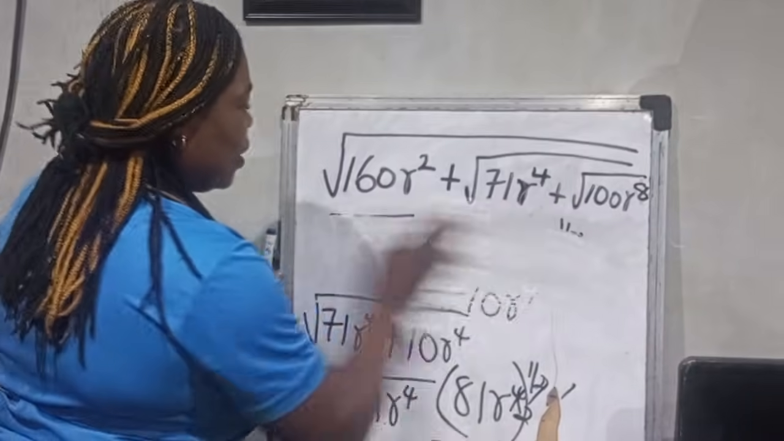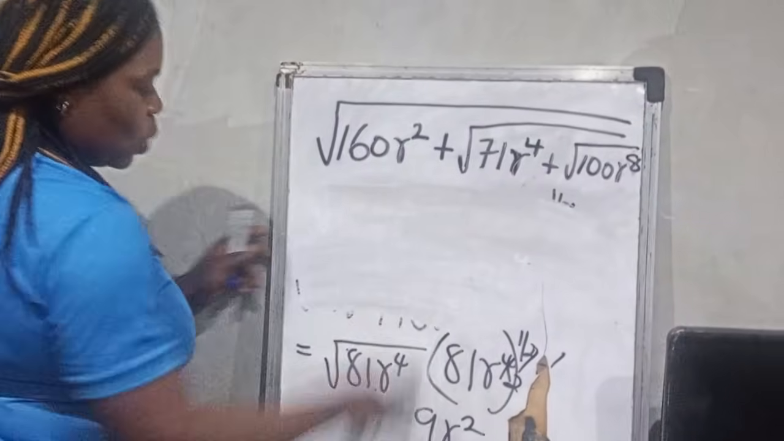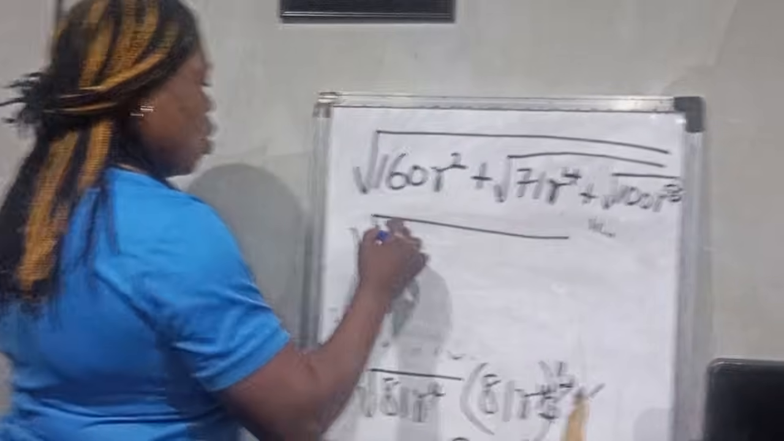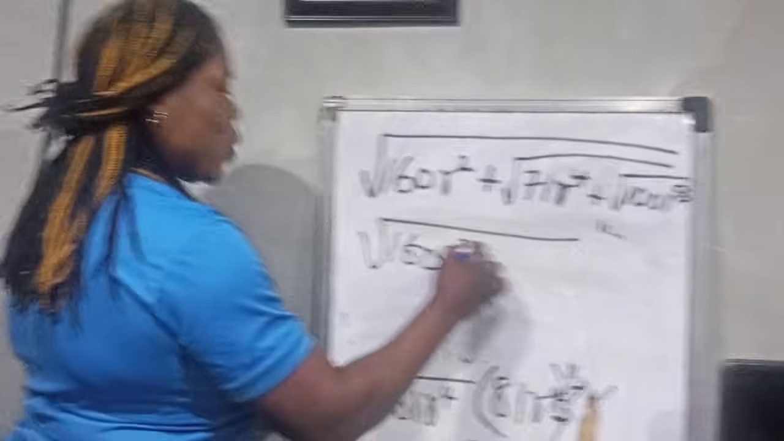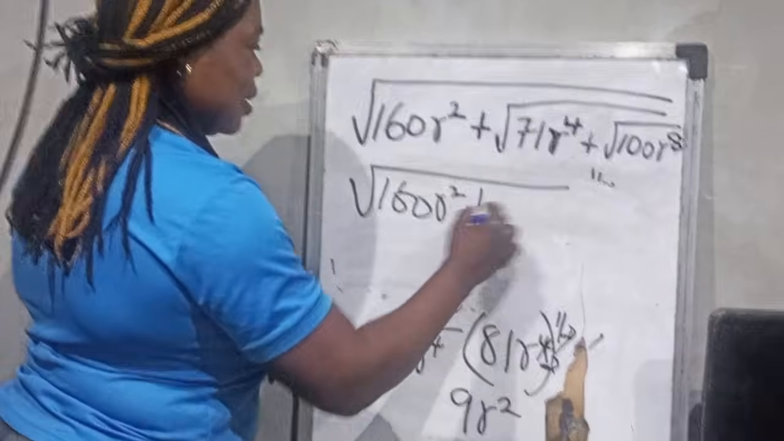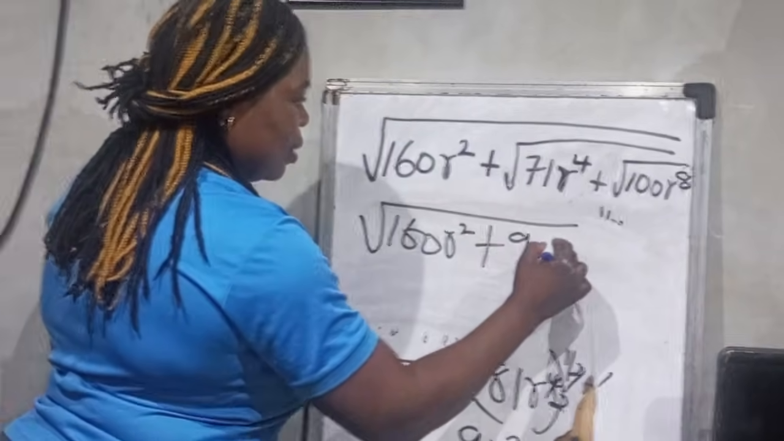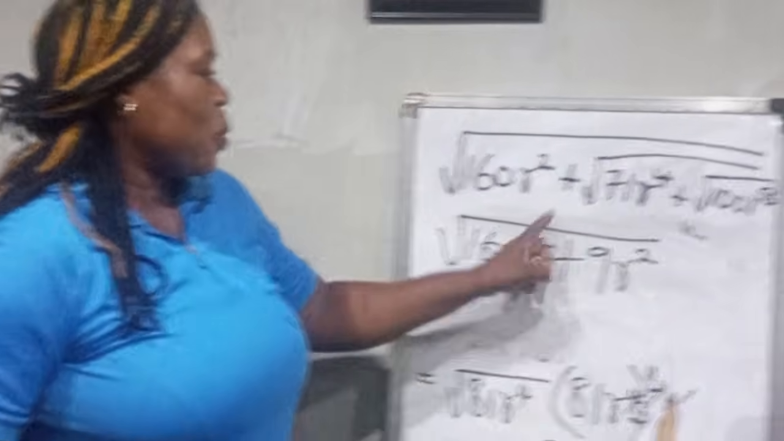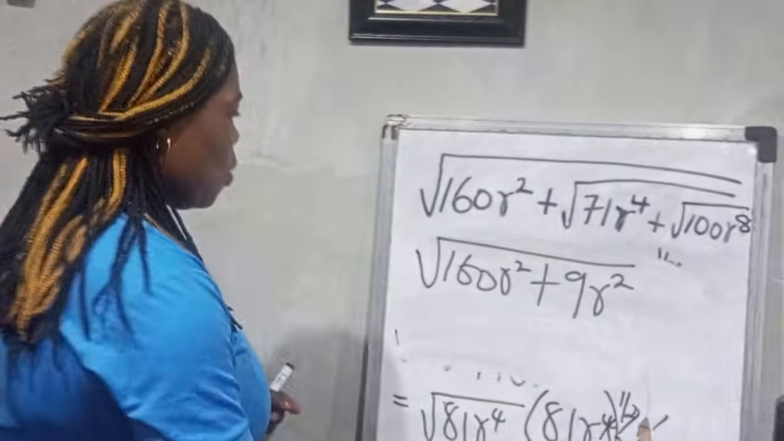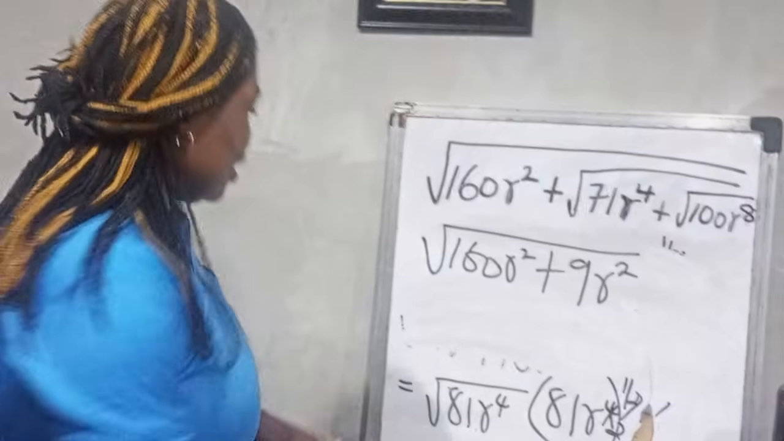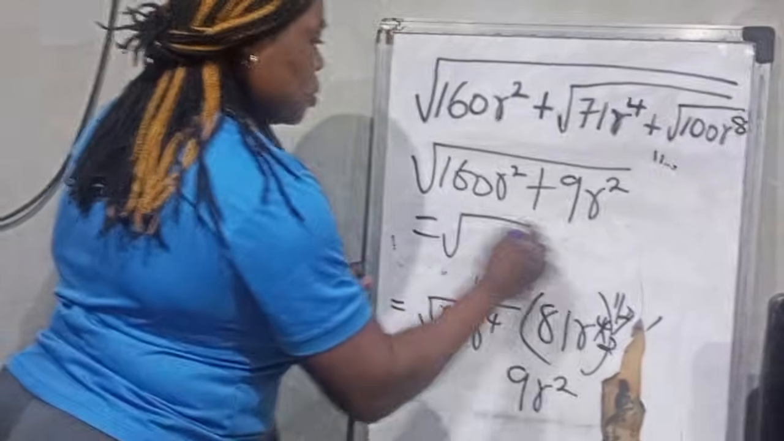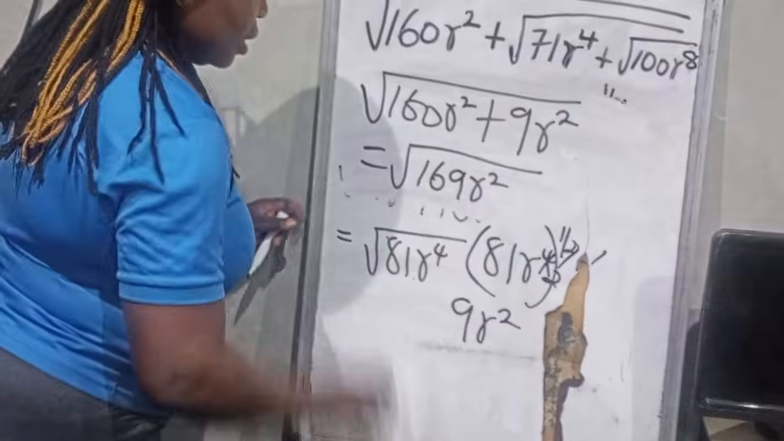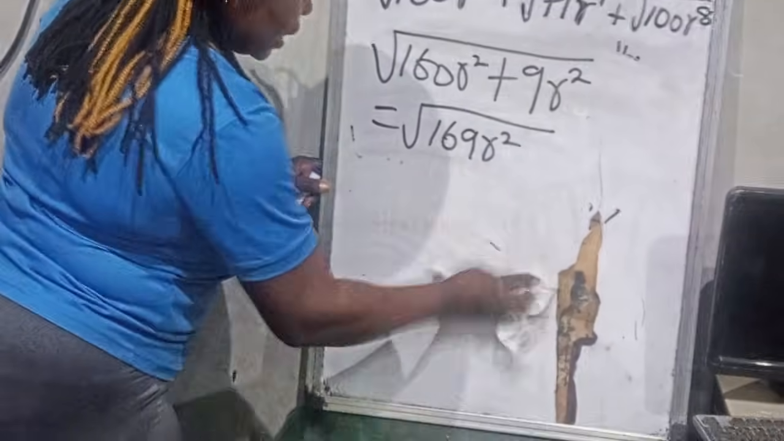So if I clean here now, I will bring this 9r squared up inside here, and I have square root of 160r squared plus 9r raised to power 2. We'll add them together and we have 169, and that will give us the square root of 169r squared.